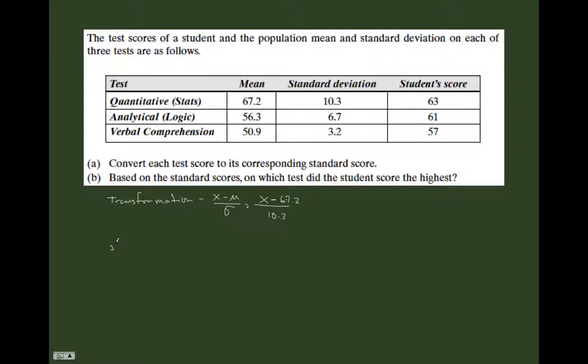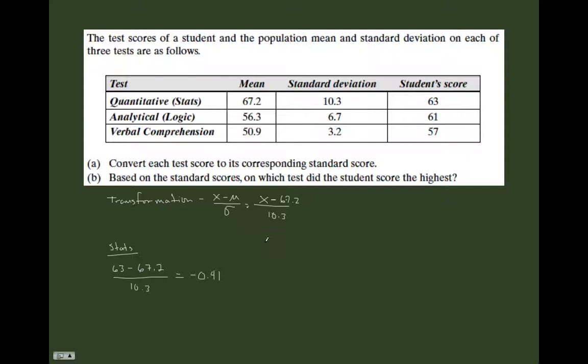Let me write this out. So we have the stats part of the exam. The calculation would be the score, this is like the X value, minus the mean, 67.2, divided by the standard deviation, 10.3. And when you do the calculation, you get negative 0.41.